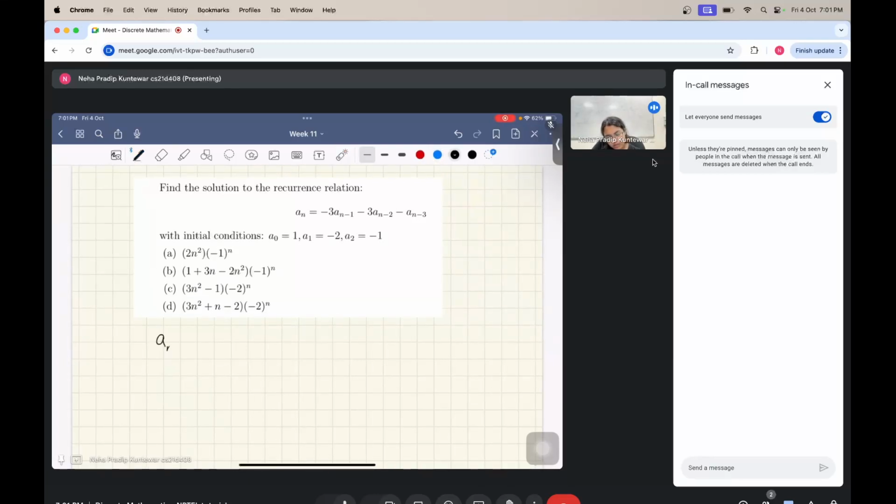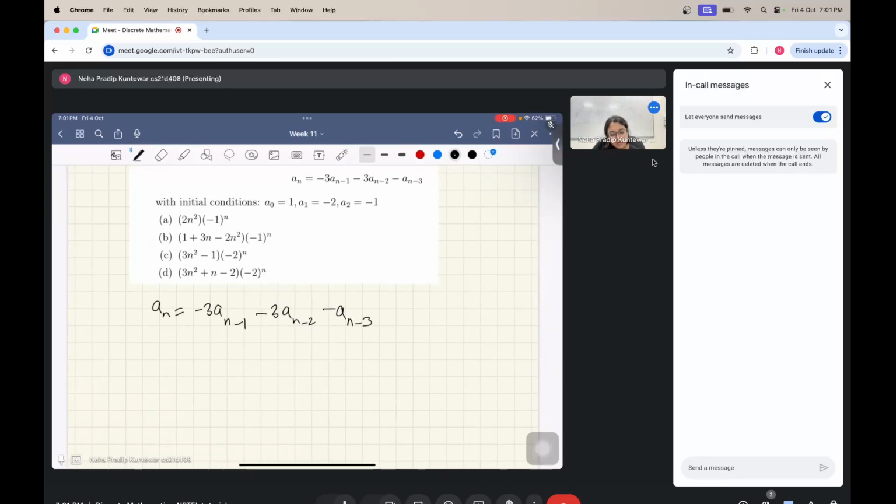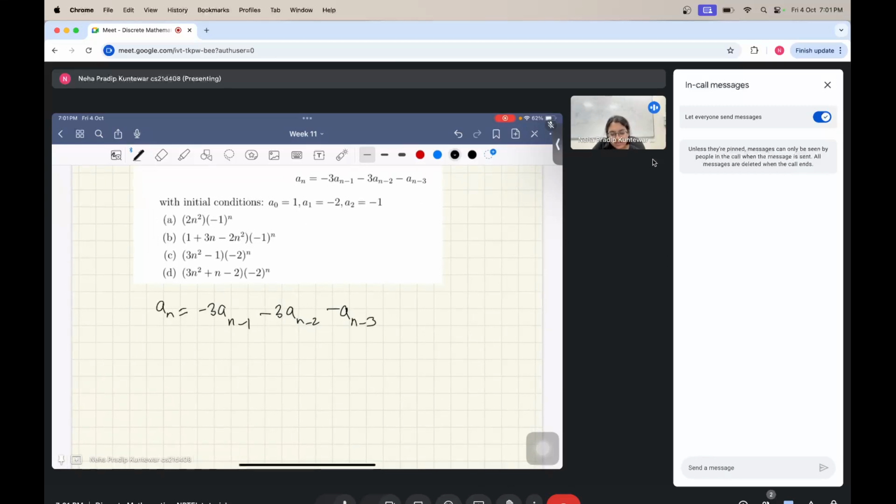So you have the recurrence relation a_n is equal to minus 3 a_(n minus 1) minus 3 a_(n minus 2) minus a_(n minus 3), and you have been given the initial conditions for a0, a1 and a2. Now you want to find a closed form expression for the same. So maybe pause for a couple of minutes and try to solve this, and we'll discuss in some time.